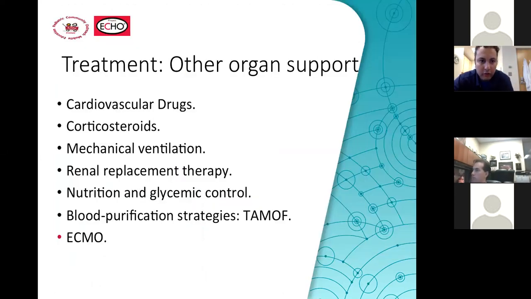How about other therapy? Other therapy is mainly meant for the inpatient ward, including further cardiovascular drugs, mechanical ventilation, renal replacement therapy, nutrition, and also blood purification strategy and ECMO. And we will not be approaching this therapy during this session.